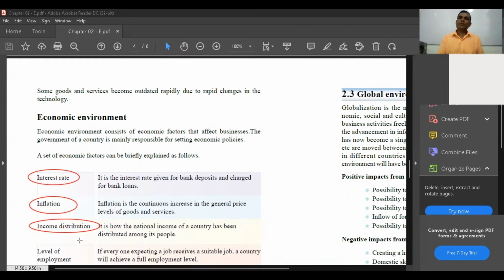Due to unequal distribution of income, poor people become poorer and rich people become richer and richer. So it is an abnormal situation in the society. It is not an equal background in the society, so it is unjustifiable. Because poor people are unable to satisfy their basic needs, and rich people consume excessively. It is also not reasonable in the society. So income distribution is one criterion of the economic environment. Just try to understand. The other one is level of employment. Please write it down. Next one, level of employment.